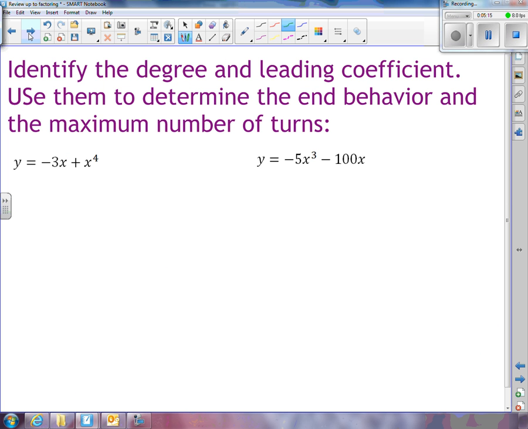So let's identify the degree and the leading coefficient of each of these, and use them to determine the end behavior and the maximum number of turns. When you're going through these problems, I think it's a good idea to label your degree and your leading coefficient.